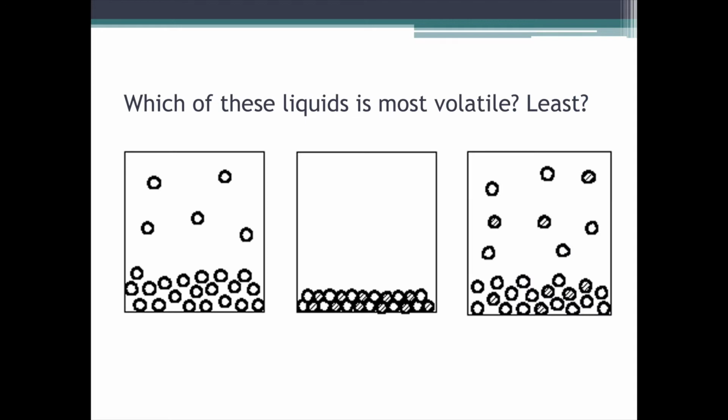So here are 3 particle diagrams. You should be able to tell by how much has evaporated into a gas which one is the most volatile, evaporates most, and which one is the least. Take a moment and look at it. Okay, so the one that is most volatile is the one that has the most molecules of gas. So looking at this, I've got 1, 2, 3, 4, 5 versus 1, 2, 3, 4, 5, 6, 7, 8. So the one on the right is the most volatile. The least volatile is the one in the middle with no gas.